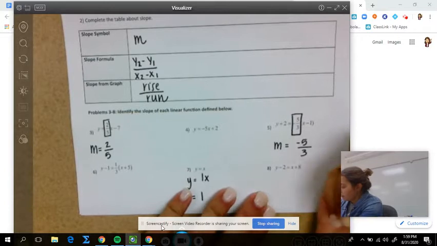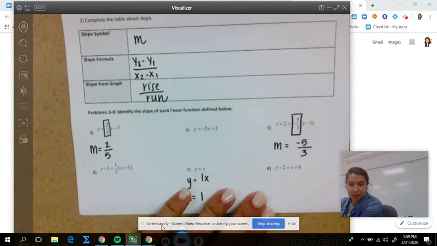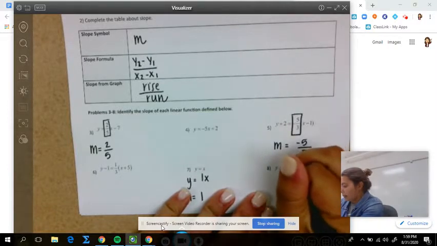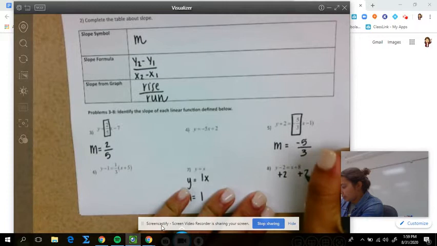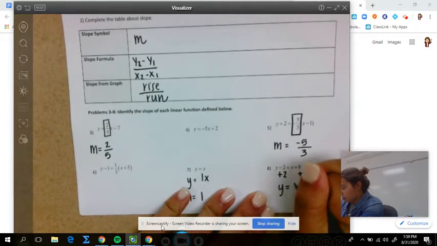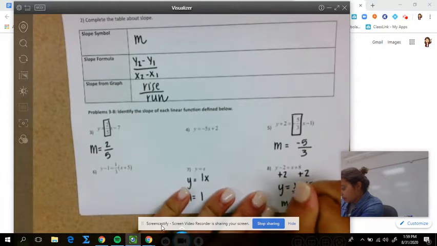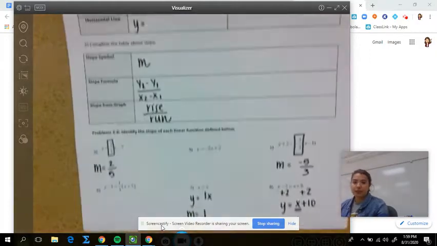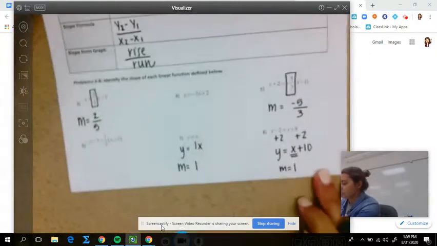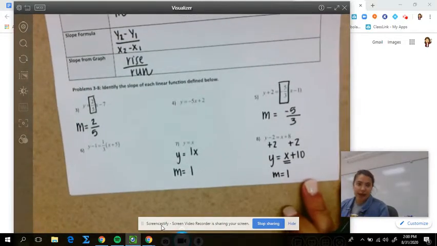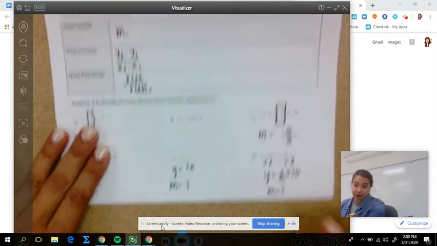Also, if we look at number 8, it's a little tricky because it's not really written in any form. So we want to isolate y. We want to add 2 to both sides, and we're left with y is equal to x plus 10, where our slope is still just 1. And that is just a little refresher on how to find the slope of linear functions.